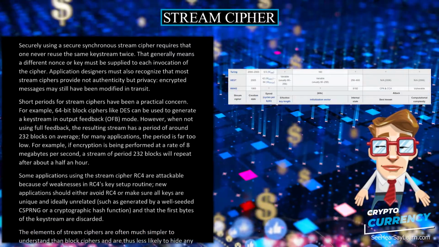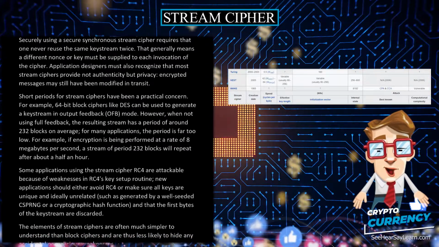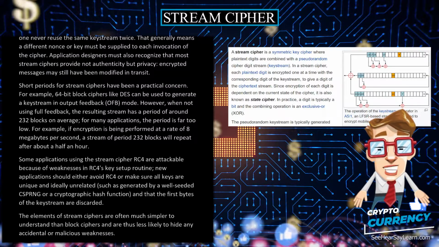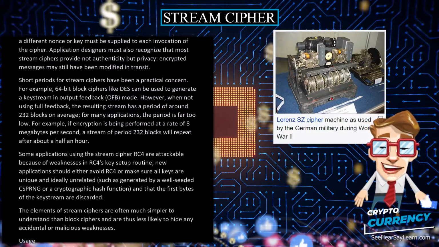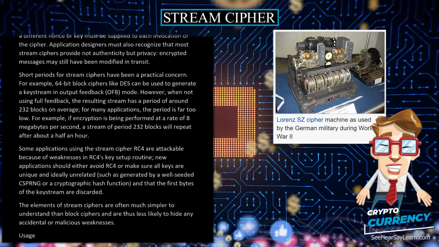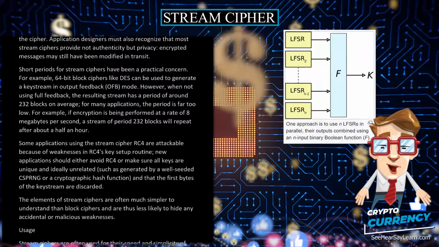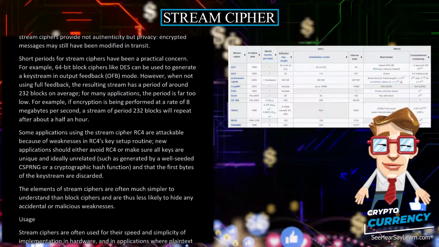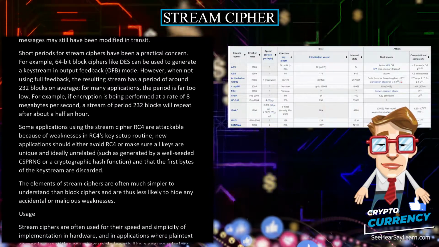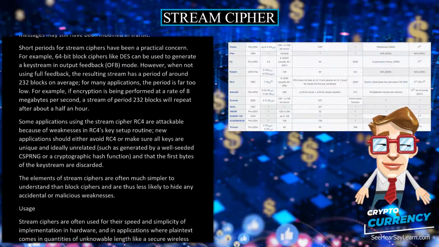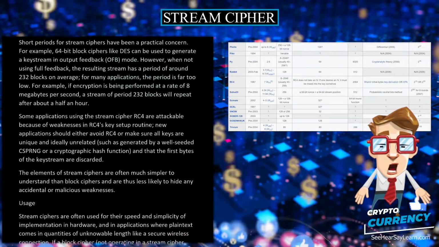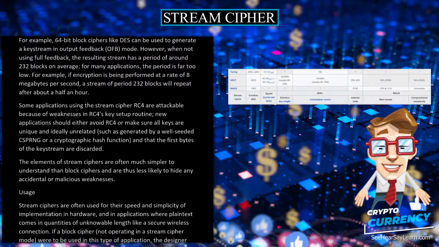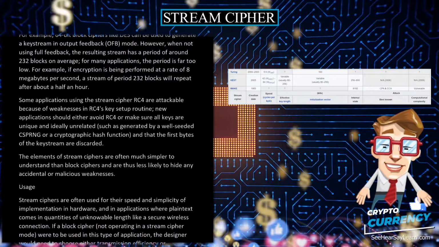Some applications using the stream cipher RC4 are attackable because of weaknesses in RC4's key setup routine. New applications should either avoid RC4 or make sure all keys are unique and ideally unrelated, such as generated by a well-seeded CSPRNG or a cryptographic hash function, and that the first bytes of the key stream are discarded. The elements of stream ciphers are often much simpler to understand than block ciphers and are thus less likely to hide any accidental or malicious weaknesses.